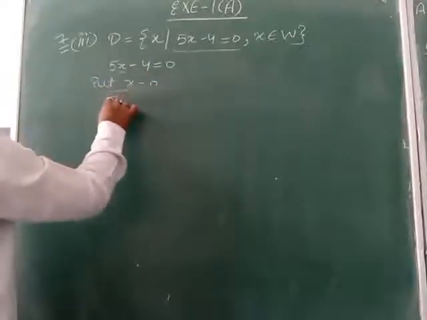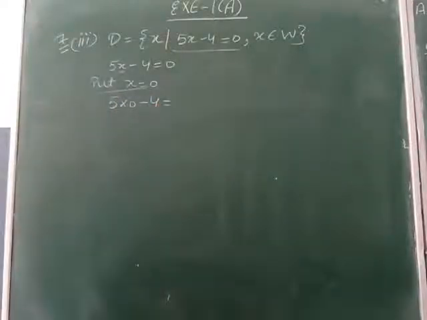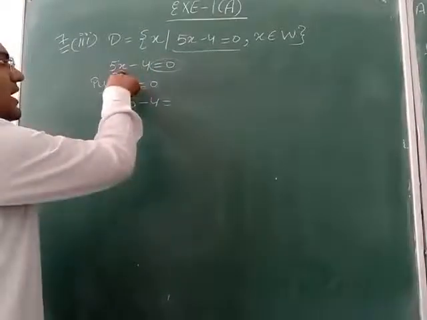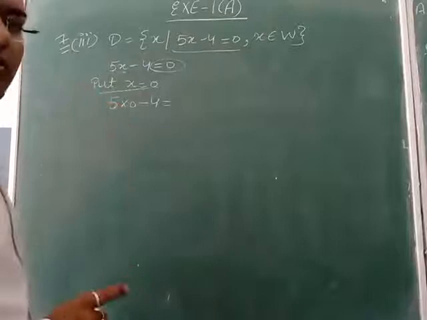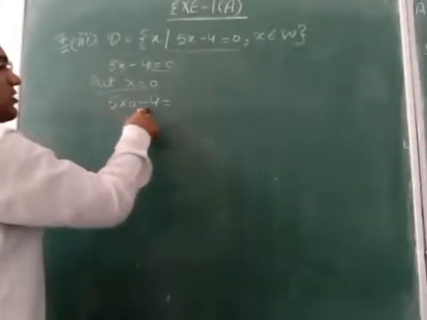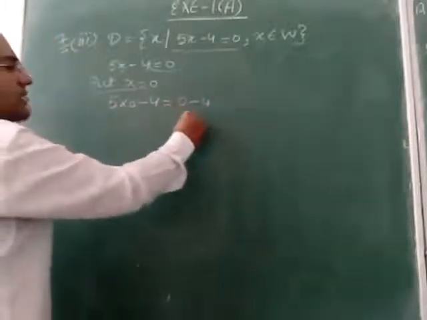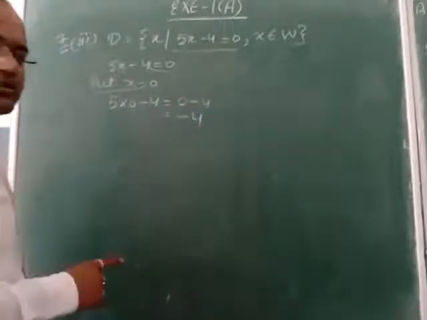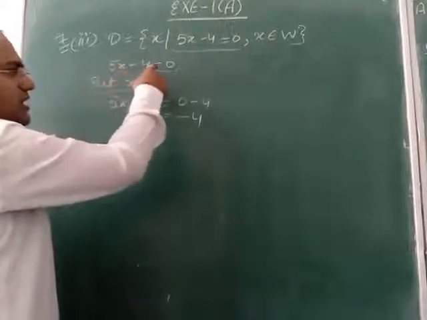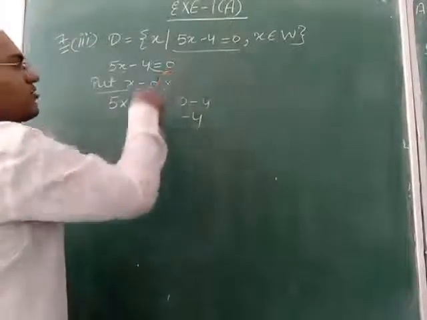When we put 0, 5 multiplied by 0 minus 4. On the right side it is 0. We will check whether the answer will be 0 or not when we put x as 0. So 5 into 0 minus 4. 5 into 0 is 0, so 0 minus 4 is minus 4. Here you will observe our answer is coming minus 4, but in the question 5x minus 4 should be equal to 0. So this is not 0, this is minus 4. That means this value of x is wrong.